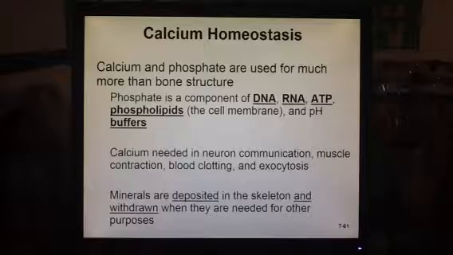But calcium and phosphate are needed for more than just bone structure. Phosphate is a component of DNA, RNA, ATP, which is our energy, and phospholipids, which make up the cell membrane. So we absolutely have to have the correct level of calcium for all of our cells to be able to use it for what they need. Calcium is also needed for neuron communication, muscle contraction, that's a big one, blood clotting, and exocytosis. So the minerals are deposited in the skeleton and then withdrawn when they are needed for other purposes.